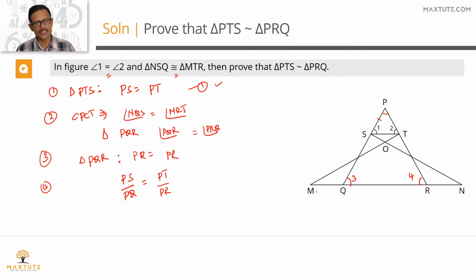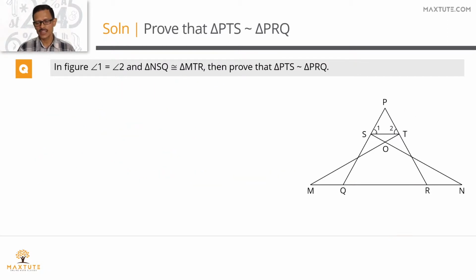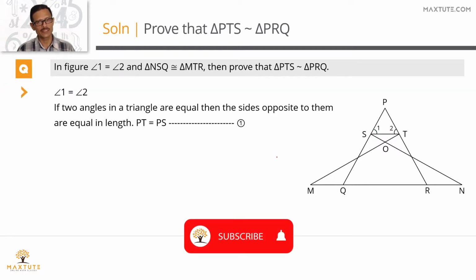Two sides are in proportion. By SAS, we can therefore establish that triangle PTS is similar to triangle PRQ. Right? Let me quickly summarize these 4 steps in a printed form in less than a minute before we move on to the second alternative. First step, using the fact that angle 1 is equal to angle 2, we've established PT equals PS. Two angles are equal, correspondingly opposite sides would be equal.